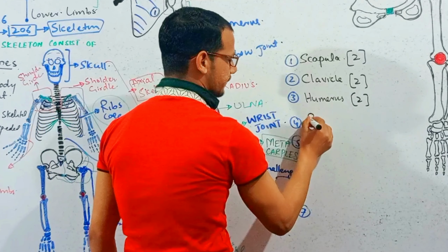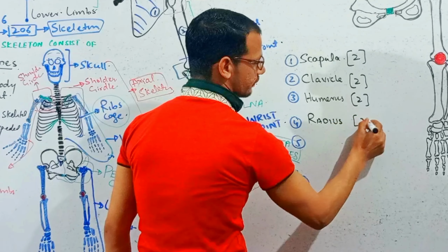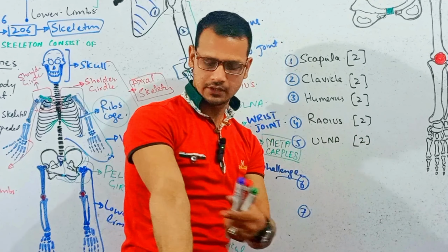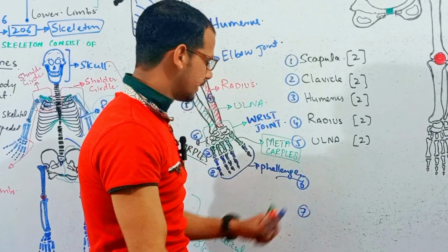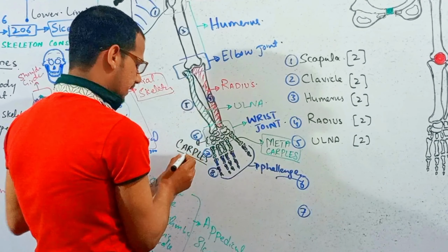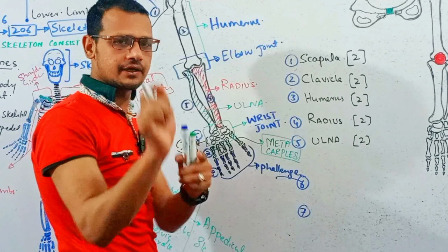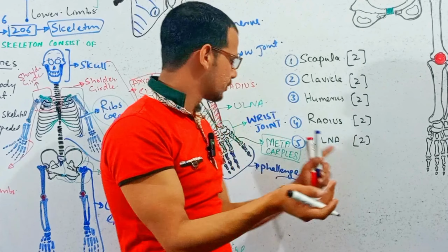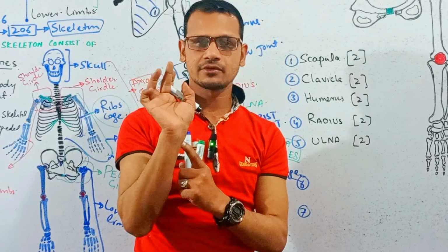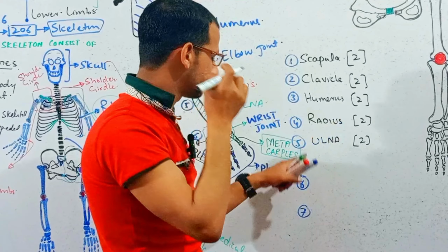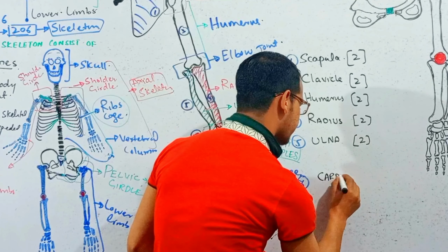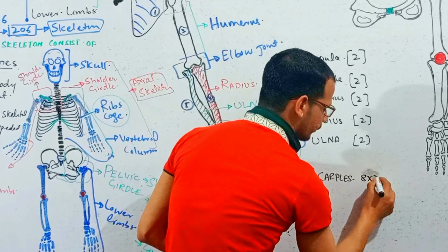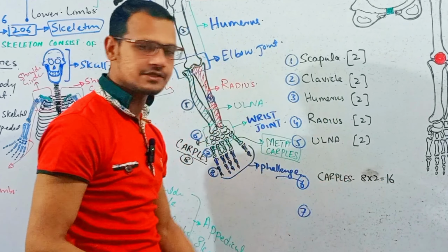We have 2 radius. So how many radius do we have? 2. Then we have ulna, and how many ulna do we have? 2, because this is right ulna and this is the left ulna. So simple, right? Sixth, these are the carpals, and I have told you that each hand has 8 carpals, arranged in 2 rows, the proximal row and the distal row. We will discuss the names of the carpals in a separate lecture, right? But how many carpals do we have? We have 8 carpals in each hand. So we have 2 hands, so 16 carpals.